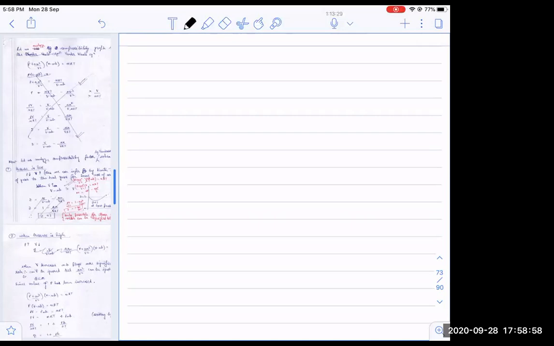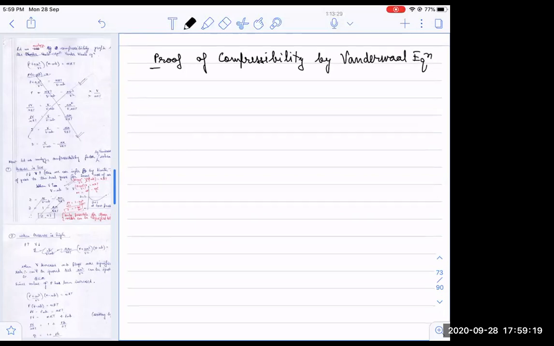So, proof of compressibility graph, proof of compressibility by Van der Waal equation.